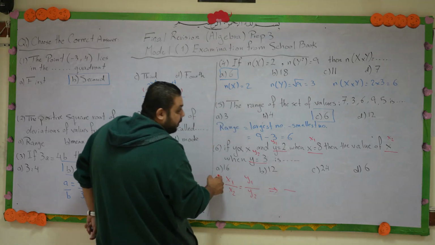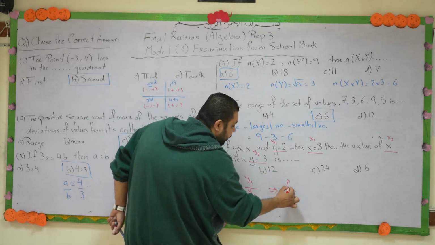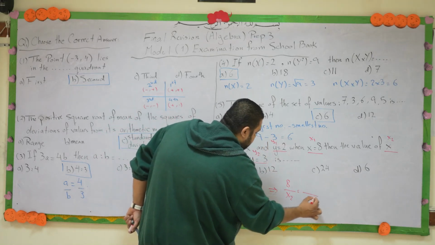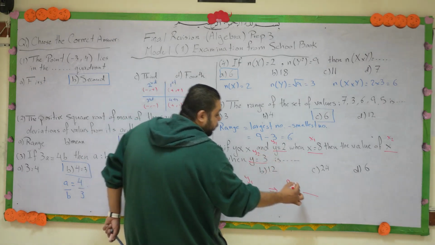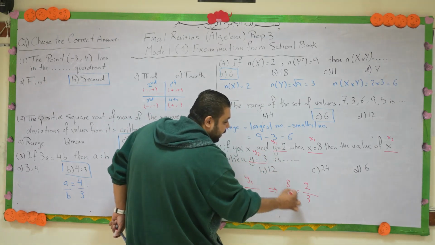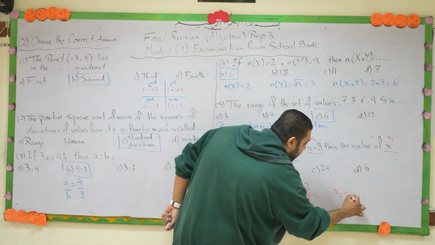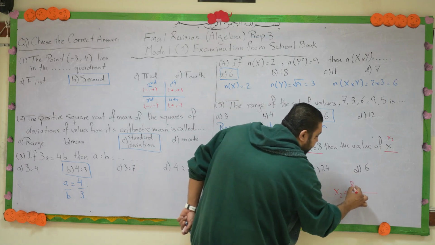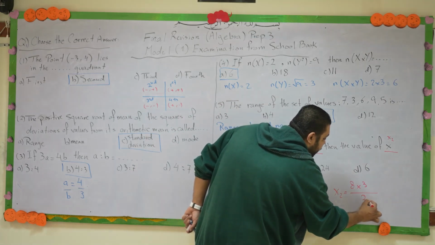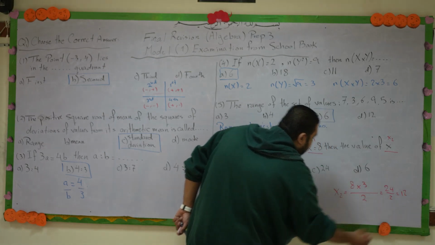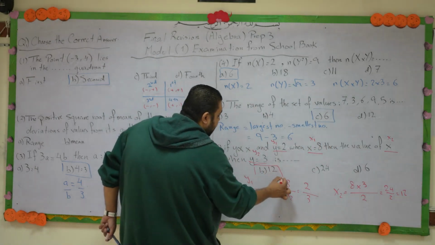So x1 will be 8, x2 I don't know, y1 will be 2, y2 will be 3. Cross multiplication, so x2 equals 8 multiply 3 divided by 2, which equals 24 over 2, so the answer is 12. So the answer will be B.